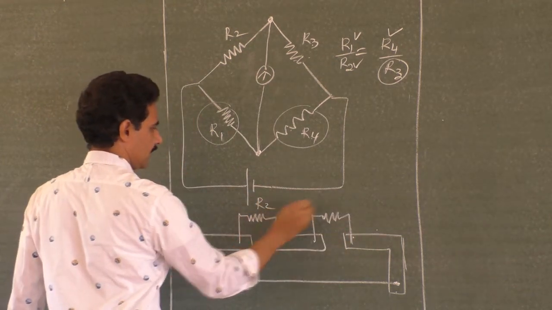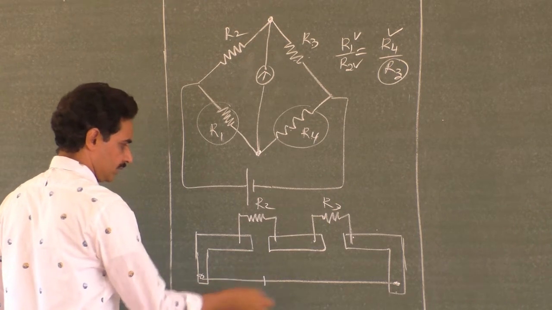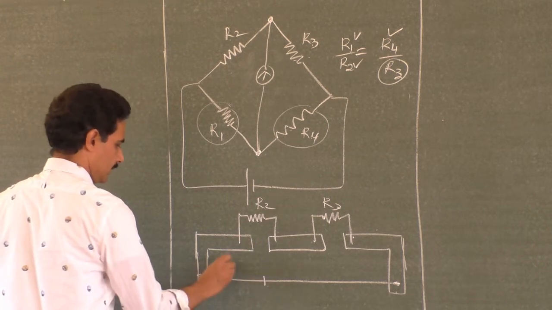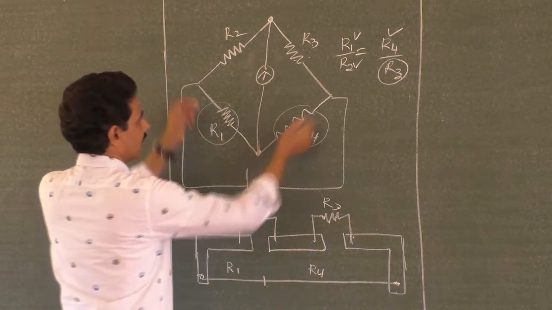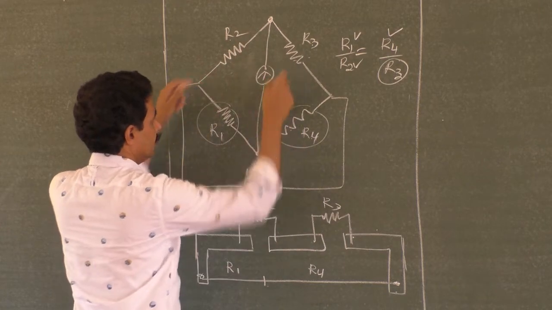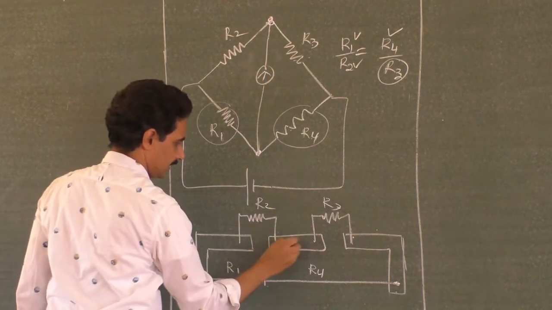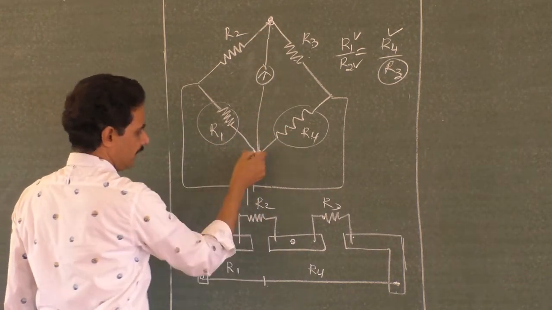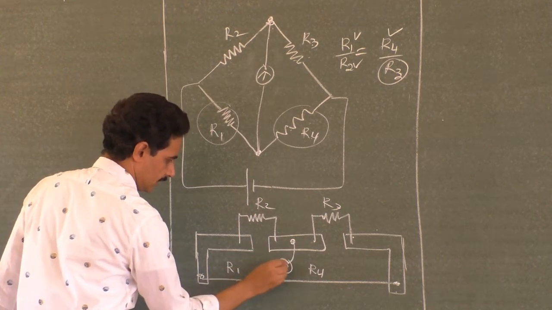So this is R2 and this is R3, and you can divide this wire into 2 parts. Say the resistance of this part of the wire is R1, and the resistance of this part of the wire is R4. So R1 and R4 are connected here, R2 and R3 here, and the point where R2 and R3 are connected, one end of the galvanometer comes here, and the point where R1 and R4 are connected, the other end of the galvanometer reaches here.